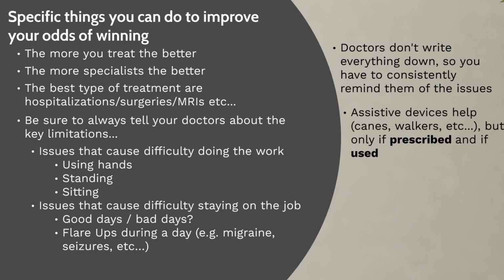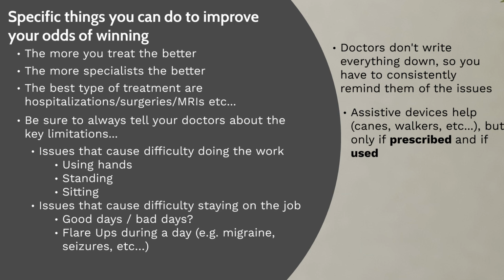Okay, next piece of advice is this. Assistive devices, canes and walkers, can be very helpful to your case because they can have a real impact on your ability to do certain types of jobs. However, they are not very helpful if Social Security cannot see a prescription for them.